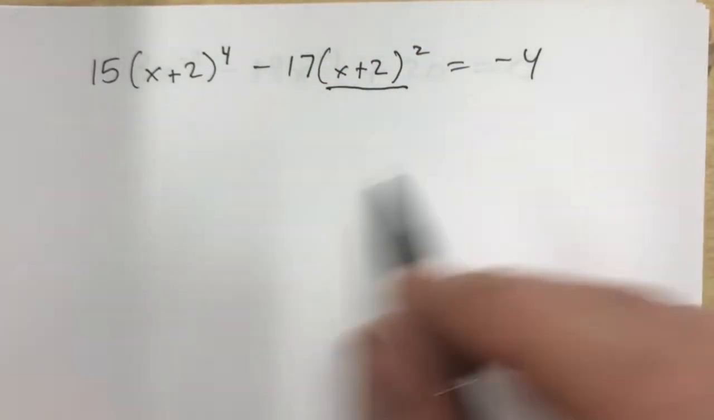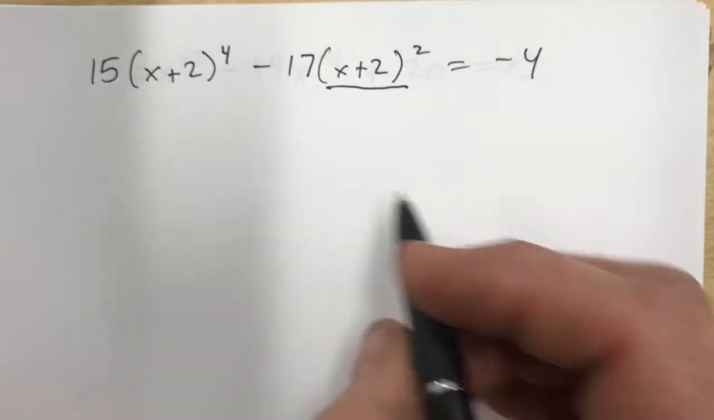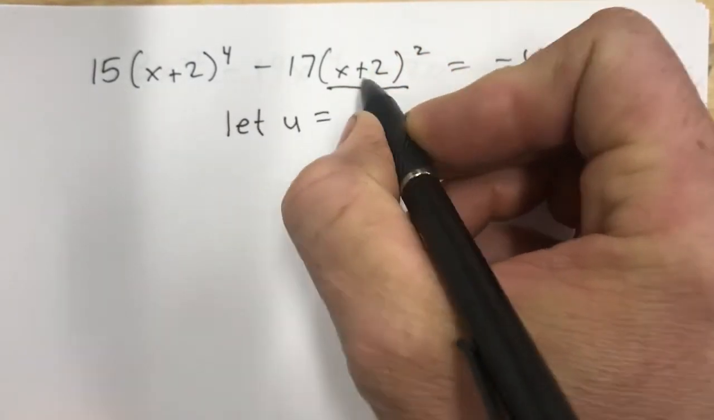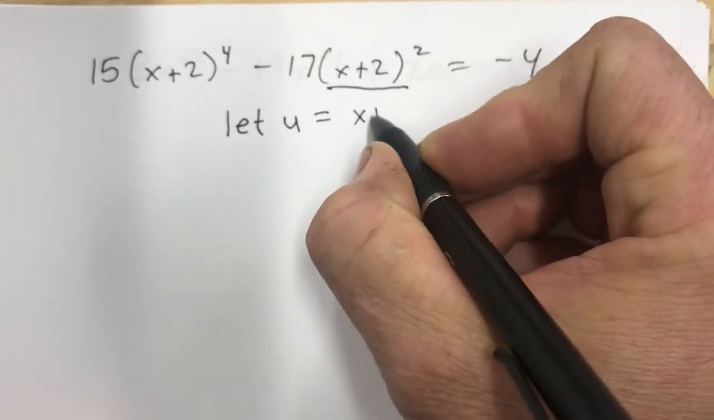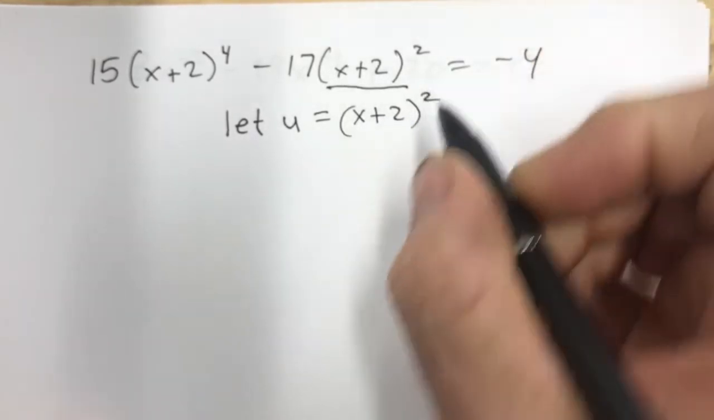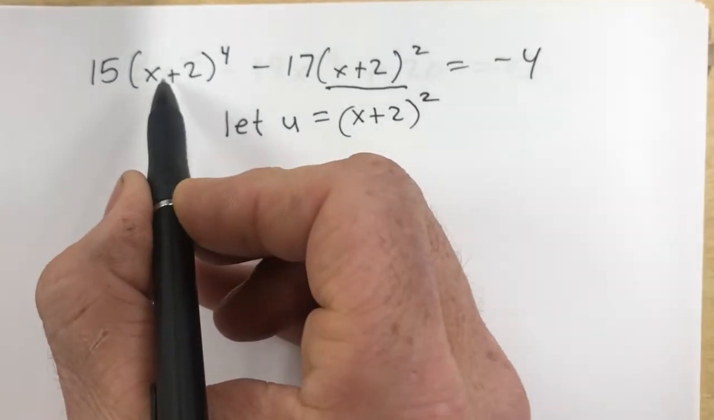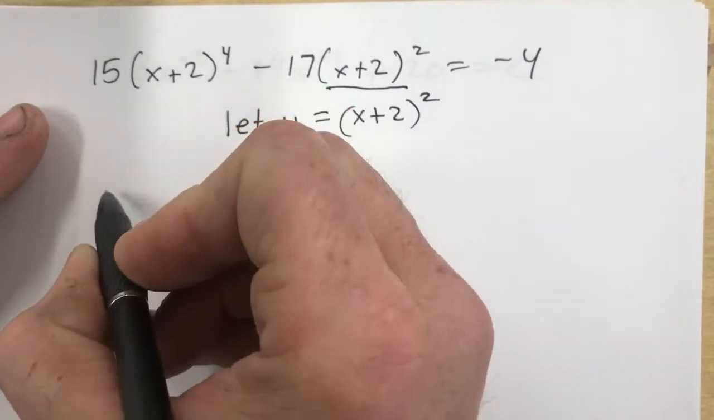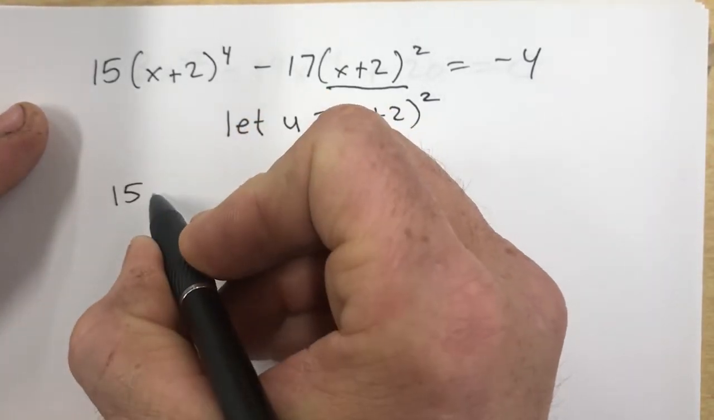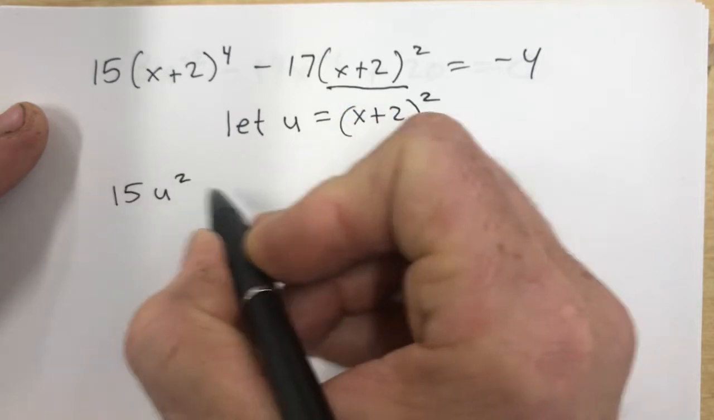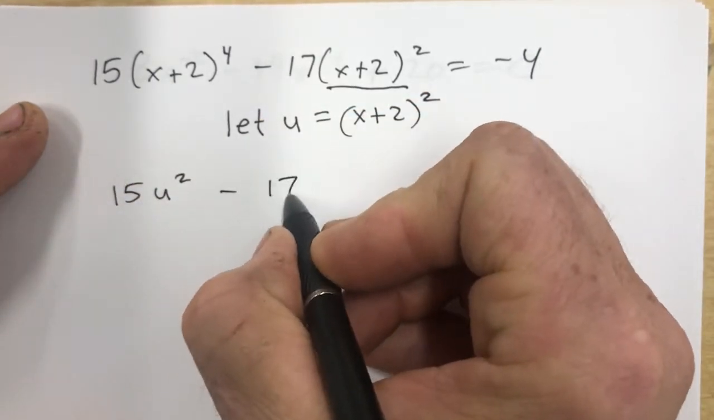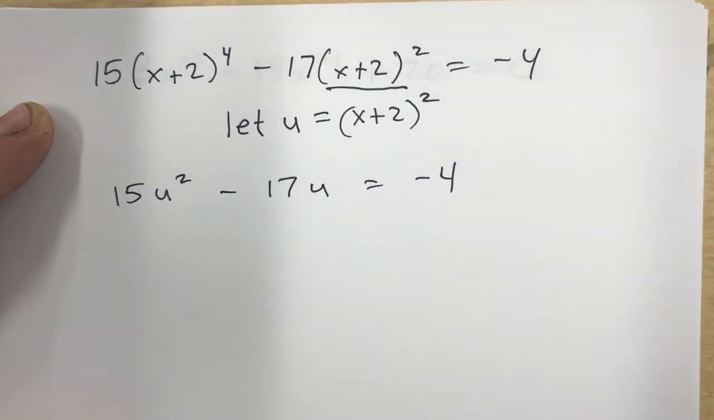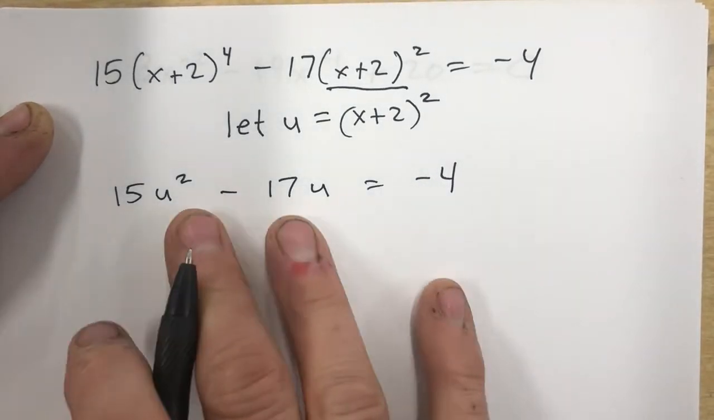So to simplify this problem tremendously, I'm going to let another variable, we'll let u equal this term right here, which means u squared is that term right there. And so I can take this whole equation and convert it to a u substitution, which is going to be u squared minus 17u equals -4. And now this looks much easier to solve.